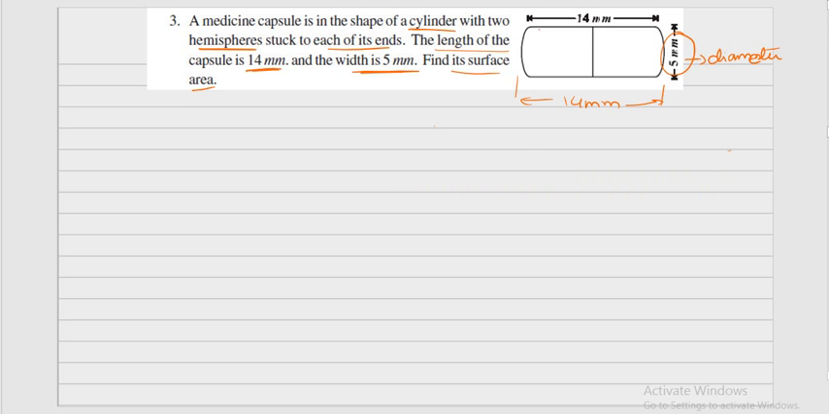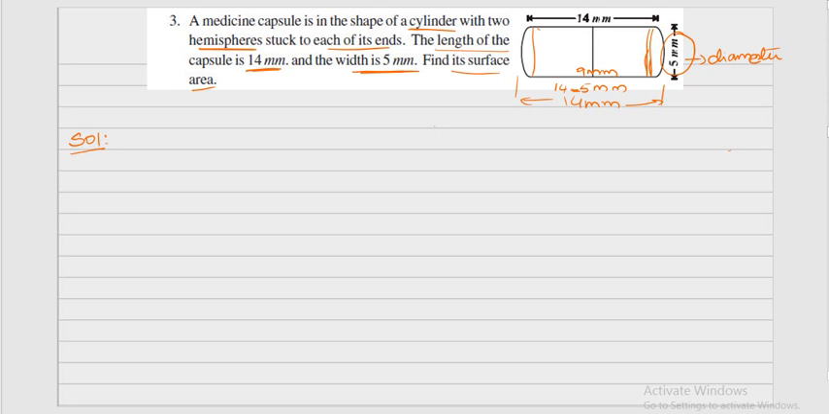So if I want only the length of the cylinder, that is nothing but the height of the cylinder, then what should I do? 14 minus 5 millimeters. So what is 14 minus 5 millimeters? It is nothing but 9 millimeters. So the height of the cylinder is 9 millimeters. From the figure we have deduced that, right? So if you know the height of the cylinder, then directly we can go with the problem.